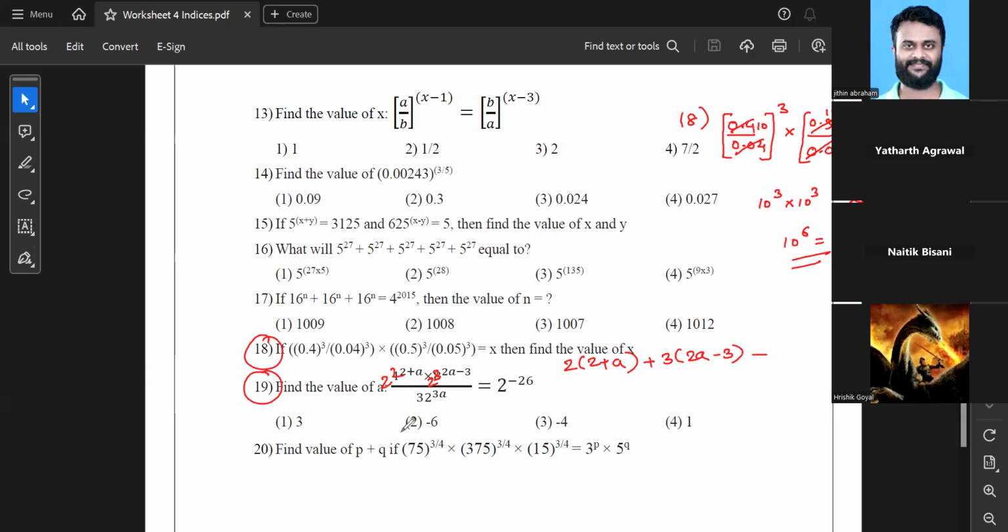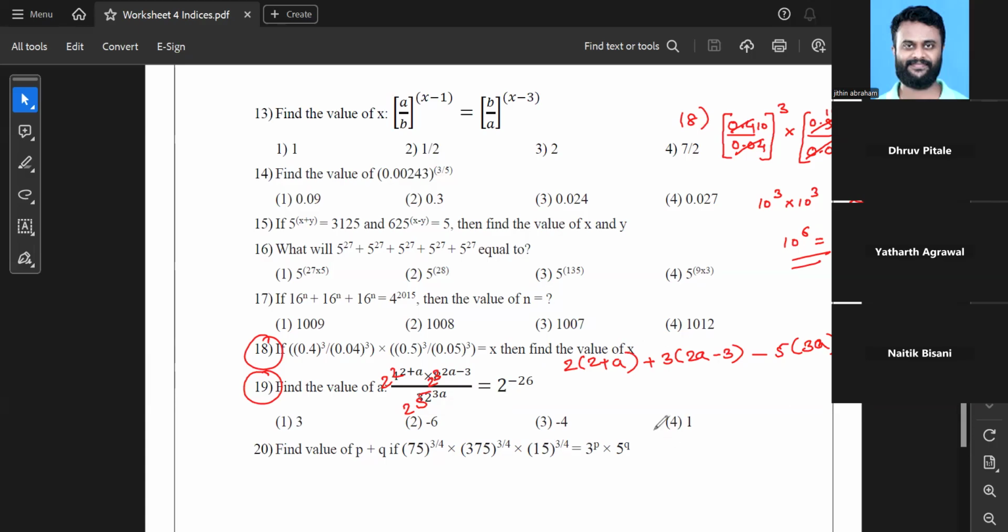Then division means minus. 32 can be written as 2 raised to 5, so 5 multiplied by 3a. Sir, that is a multiplication sign, you wrote an addition sign. Yeah, because I'm dealing with only the indices now. When there is multiplication in between, the indices should be added, right? Hence I've written the addition symbol. Equal to, on the other side, I have 2 raised to minus 26.